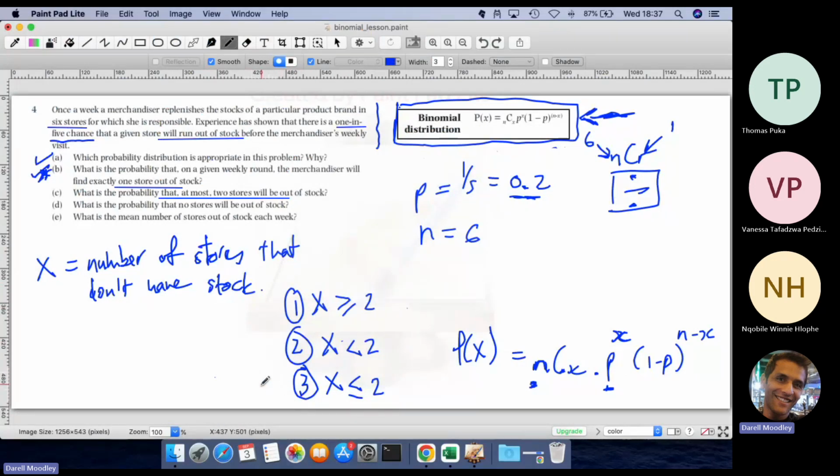The correct option is option 3. This is the correct option. Should be this option here. Okay. And let me explain why. All right. So it's not option 1. It's not option 2. If you say at most 2 stores, okay.